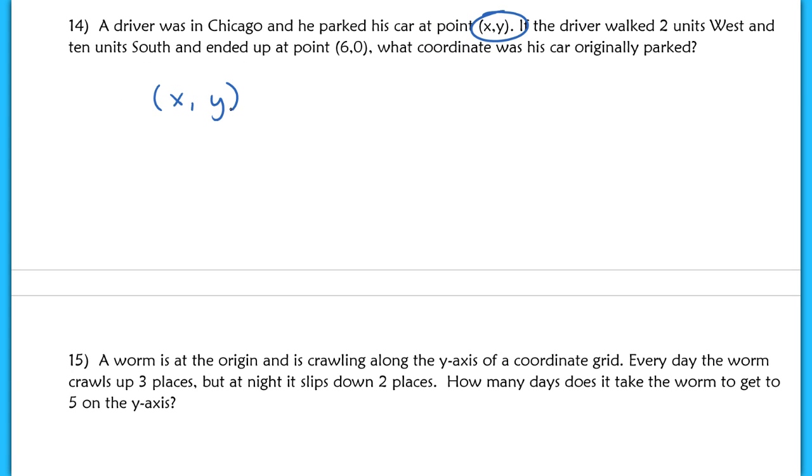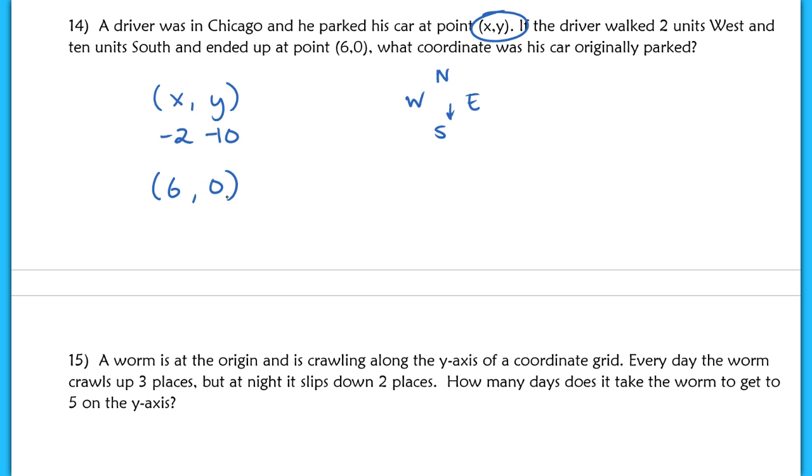I'm going to start with that x, y, and I know that the driver walked 2 units west. Walking west, if this is north, east, south, and west, means he's going left 2 units. Going left 2 units means subtracting 2 from the x value. Then it also says he walked 10 units south. South means he's going down 10 units, so I'm going to subtract 10 from the y. Now he ends up at the point 6, 0.